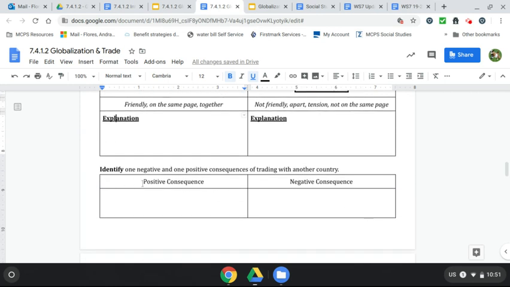Then you're going to think critically about what is a negative and positive consequence of trading with another country. So what are some good things that come from trading with other countries, but what might be some of the negative consequences that come along with the decision to trade with another country? And again, all of this is just based on what you currently understand about the world economic system and how we get our goods and services and the side effects of getting things from other countries.